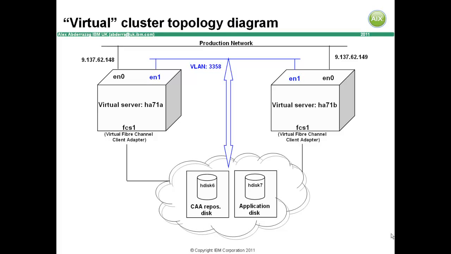I have configured two SAN disks or LUNs. hdisk6 will be used as the cluster-aware AIX repository disk. The AIX kernel is now cluster-aware and stores critical configuration data on this single disk. PowerHA 7.1 is the first version to use the CAA infrastructure. The CAA disk can be physical or virtual. In my example, it is virtual. In fact, both LUNs are presented using end port virtualization technology.